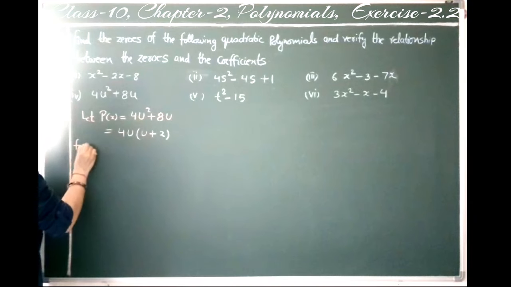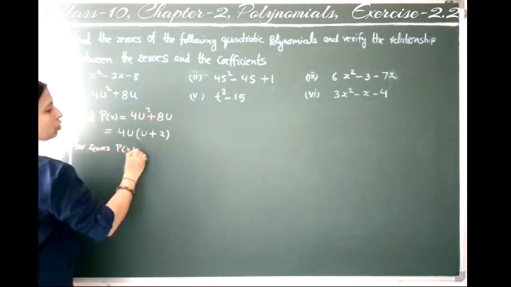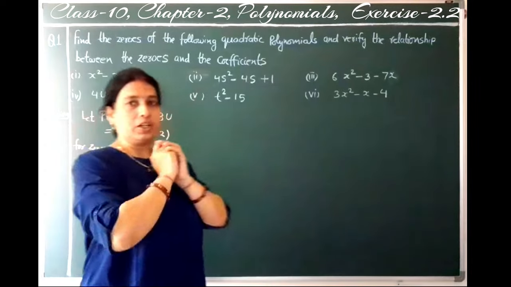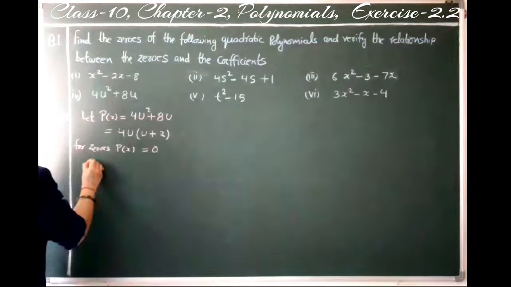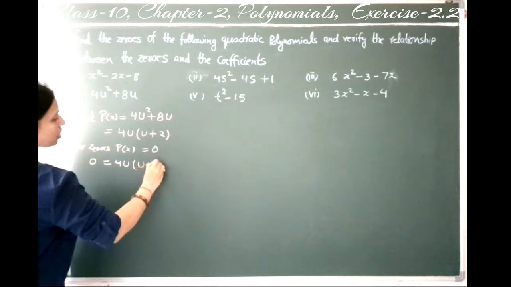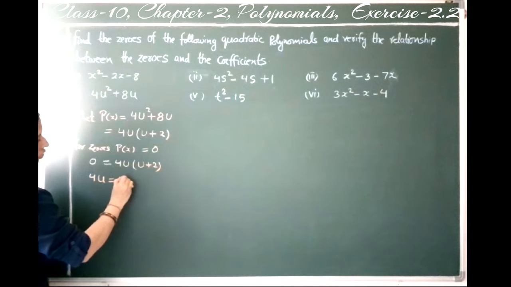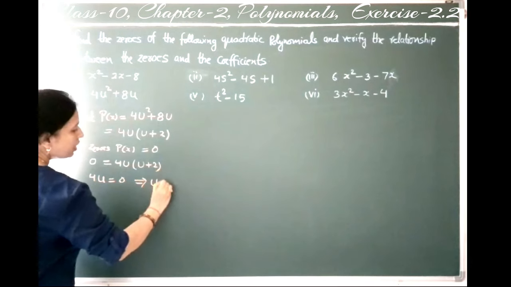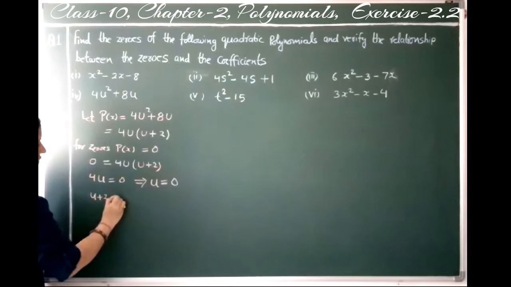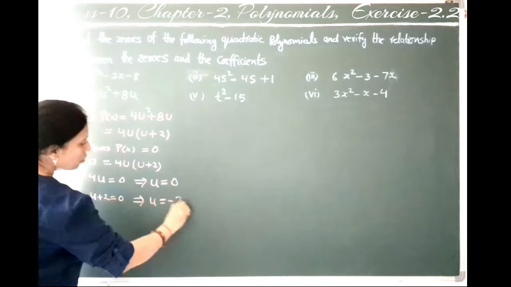So for zeros, p(x) is equal to 0. To find the zeros, what do we do? We set p(x) to 0. So 0 is equal to 4u into u plus 2. So we can write 4u is equal to 0. This gives u is equal to 0. And if u plus 2 is equal to 0, it gives u is equal to minus 2.